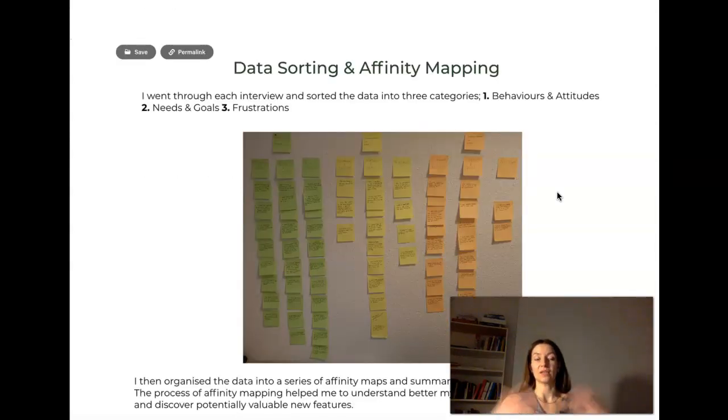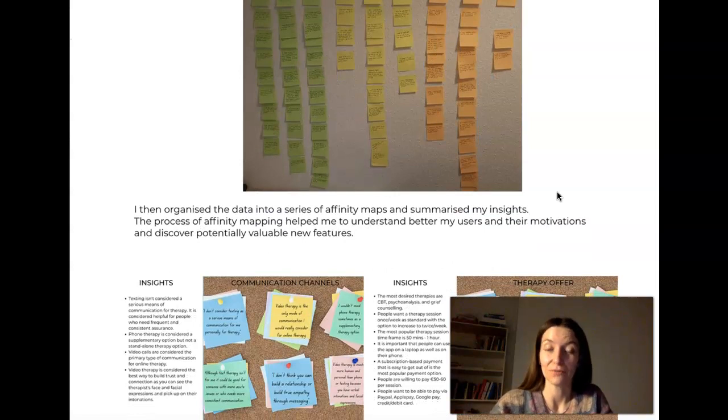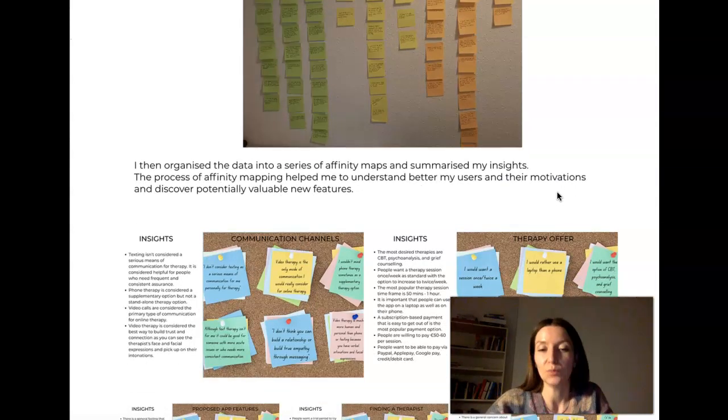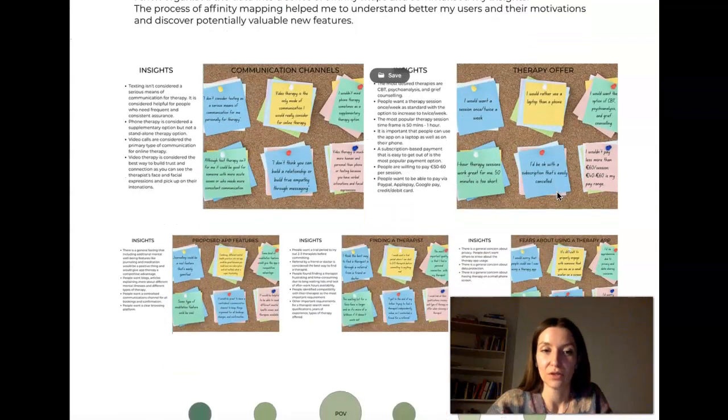And then from this I collated all the data and I organised it using affinity mapping into categories: behaviour and attitudes, goals and needs and frustrations. And then from that I further organised the data into a series of affinity maps with specific headings that kind of naturally came from my affinity mapping process, and these were communication channels, therapy offers, proposed app features, finding a therapist, and fears about using the therapy app.